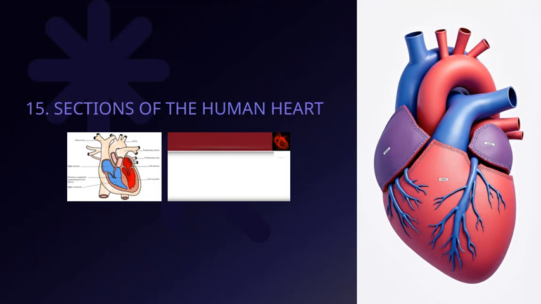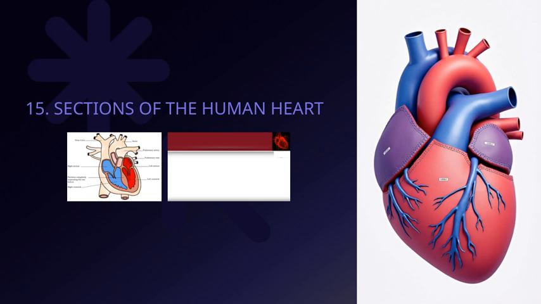Now, let's take a closer look at the sections of the human heart. The heart is a remarkable organ with distinct parts that work together to keep blood moving efficiently throughout the body. It's divided into 4 main chambers, the right and left atria, and the right and left ventricles. Each of these plays a crucial role in the blood flow cycle.